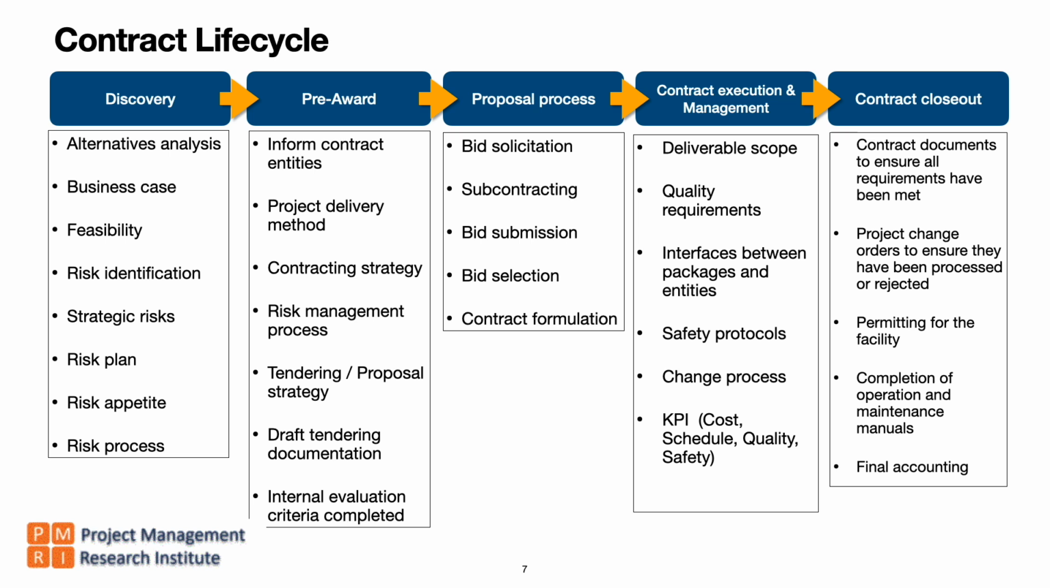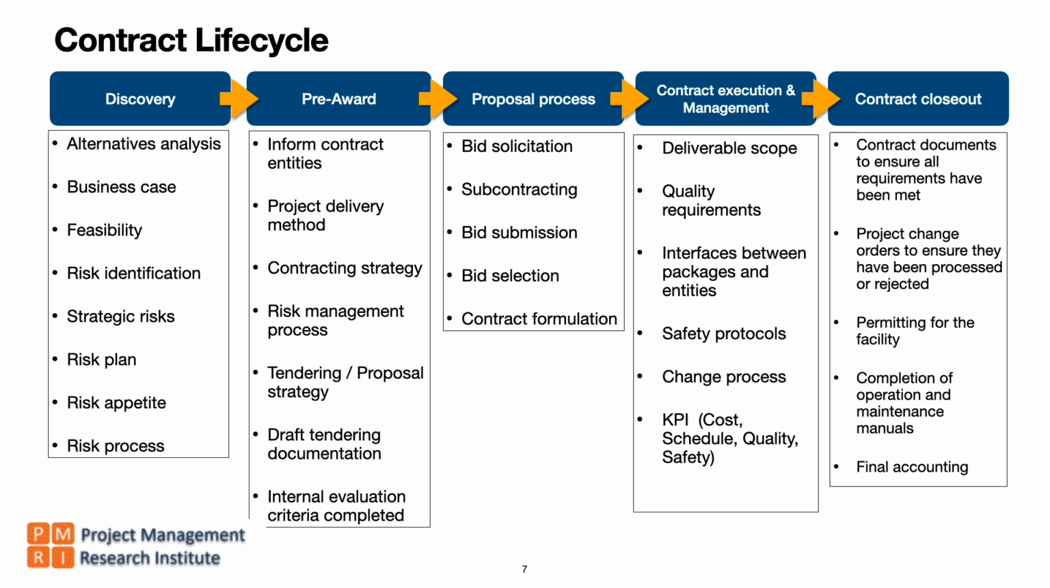So now a lot of work needs to be done before we get into the contracting mode. So this is the pre-award phase. So inform the contract entities within the owner side. So sometimes if you want to include only selected vendors, then you inform them as well, saying that, okay, this opportunity is coming. Don't block yourself or your resources in other projects.